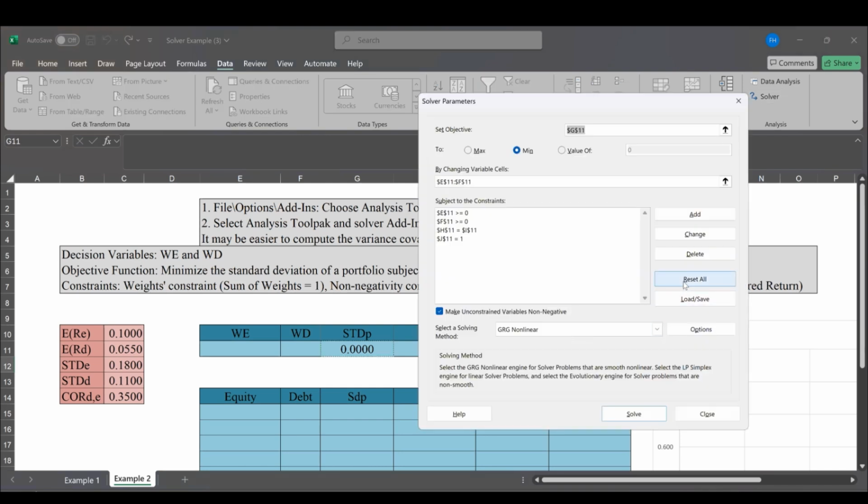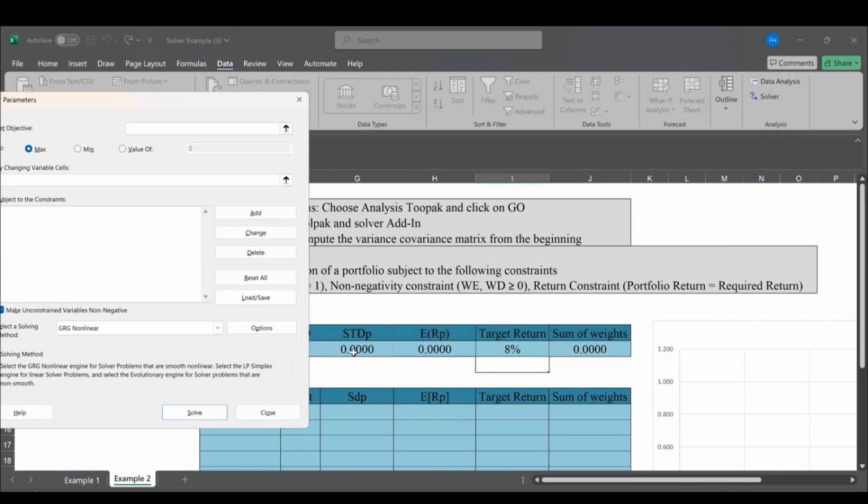Here I need to reset all. So I click on this one to remove the previous entries. Okay. So now my objective this time is the cell containing the standard deviation. So I click on it.